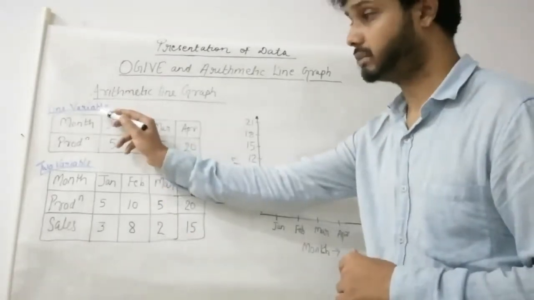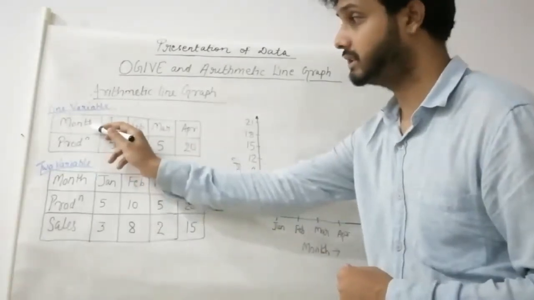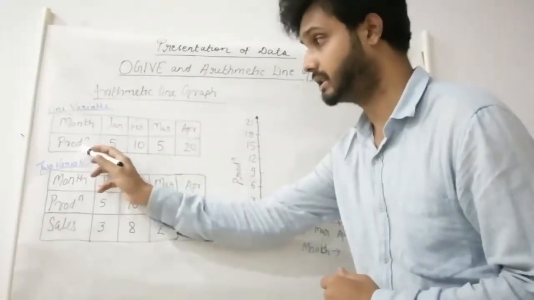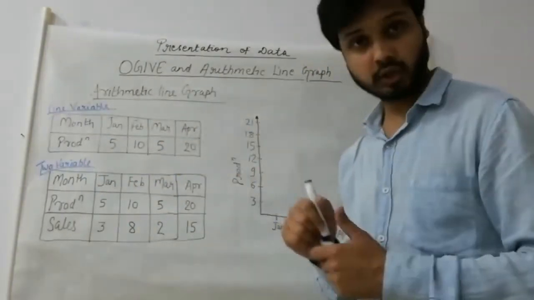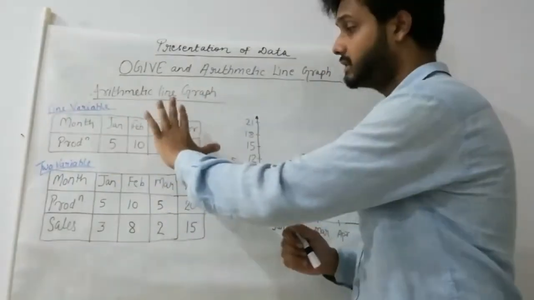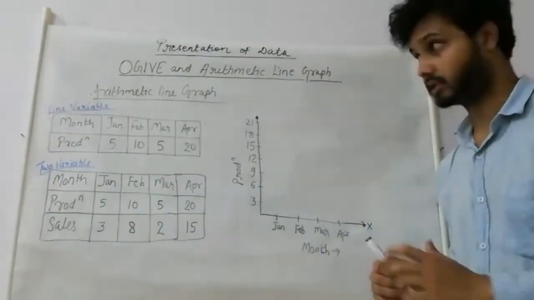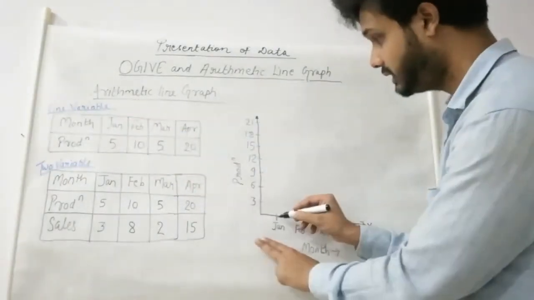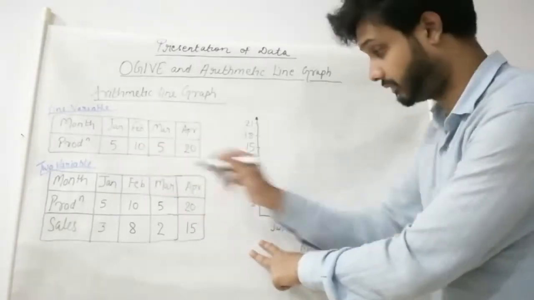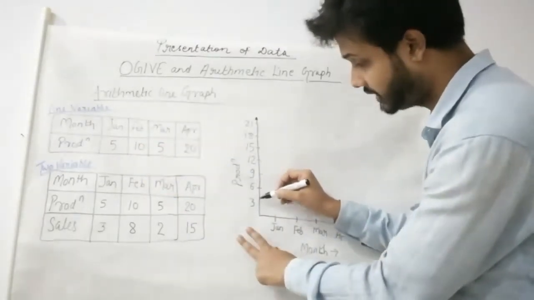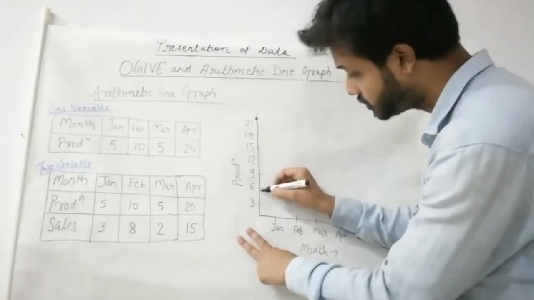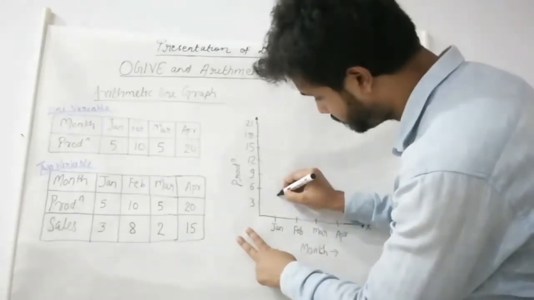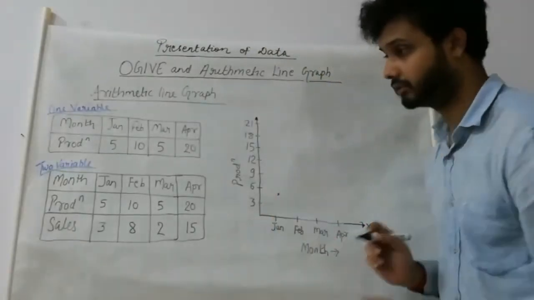So in one variable, firstly we will see month is given, January, February, March, April, and the production is given: 5, 10, 5 and 20. So we have to represent this in the form of line series or time series graph. Month is given, January. In January production is 5. We have taken the gap of 3, 3, so 5 will come approximately here. So we will make a point at 5.